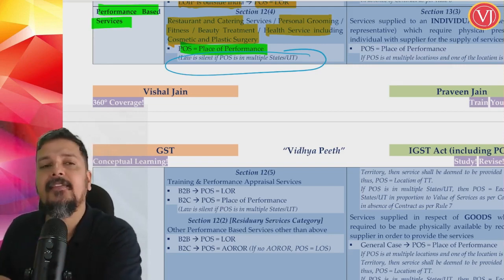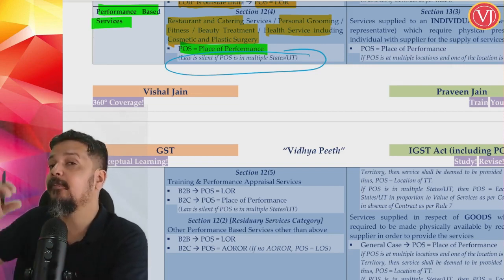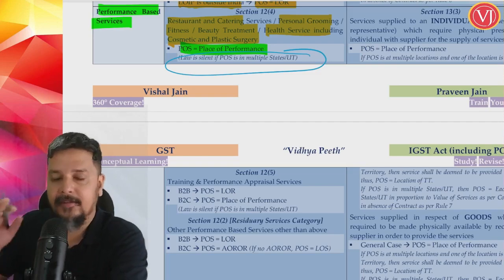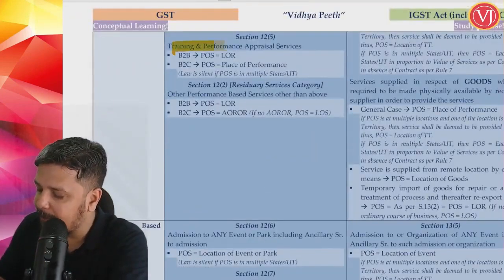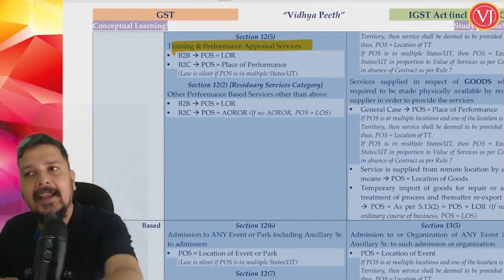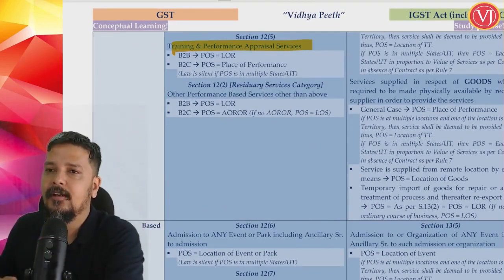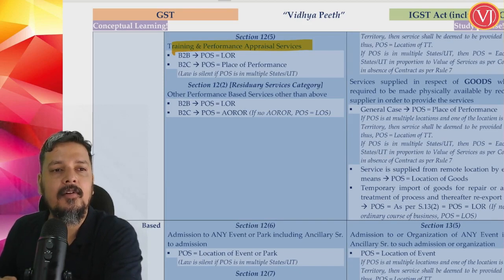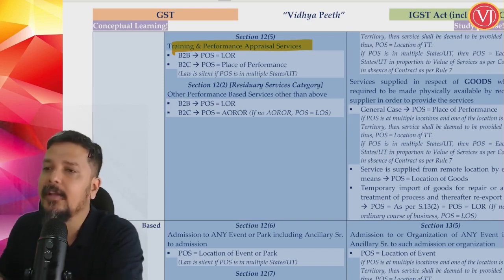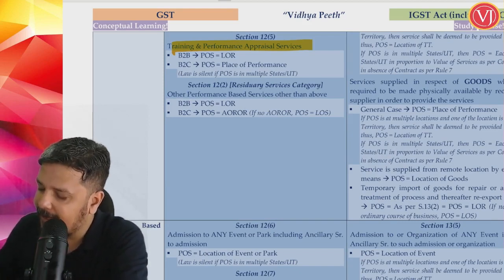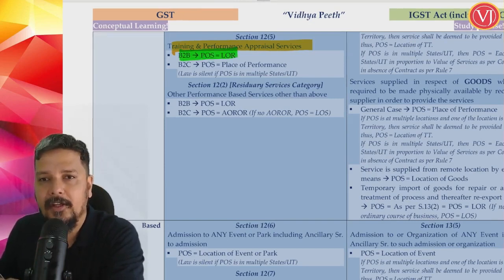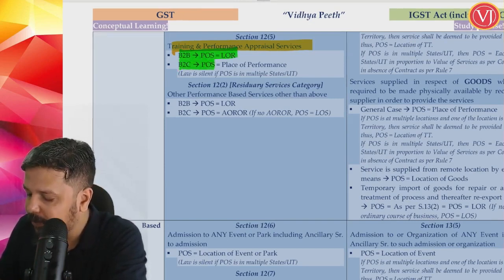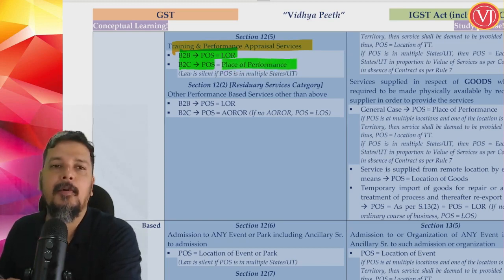But wait, in section 12 this performance-based services is split into multiple parts. This is the first part. In the second part, they talk about training and performance appraisal services, which is again on the individual, such as giving training to, say, employees of a particular company. There they tell that if it is B2B, the place of supply is the location of the recipient. If it is B2C, the place of supply is the place of performance.